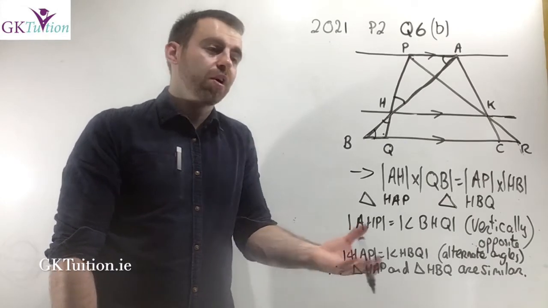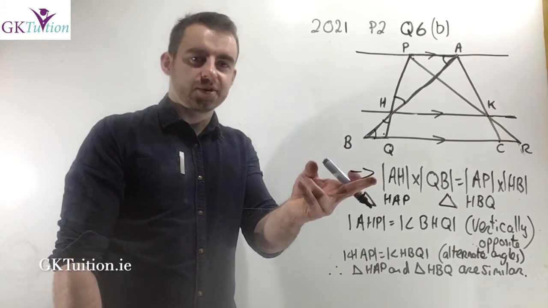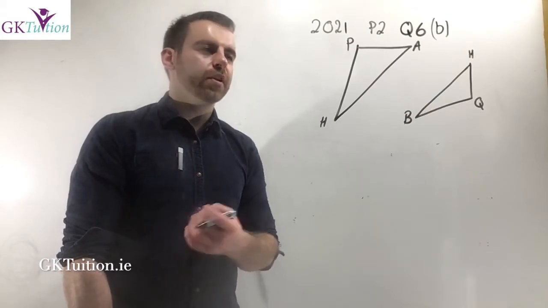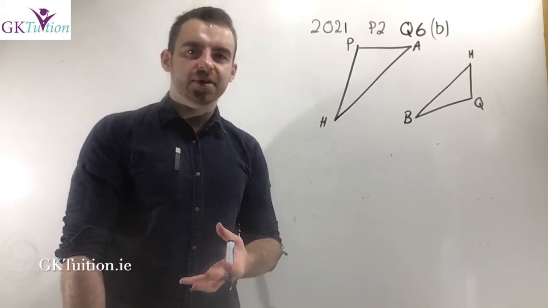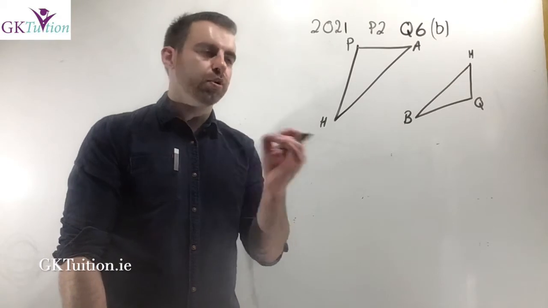But essentially we're almost done. Now it's going to be very easy for us to make this conclusion. Once we've proven that the two triangles are similar, all that's left to do is to figure out which sides are proportional to each other.